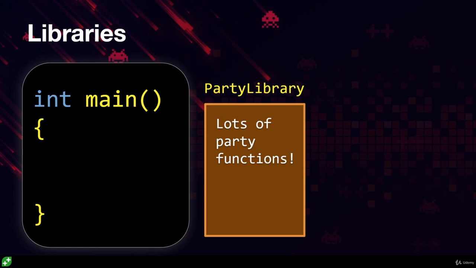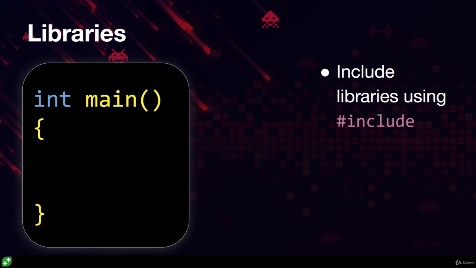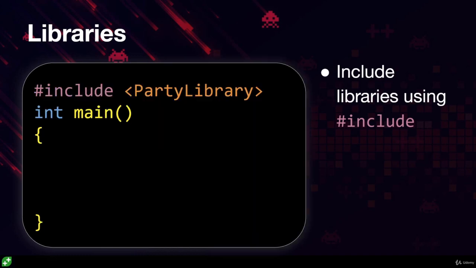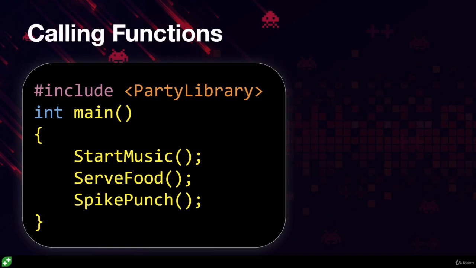We can include these libraries into our source code with the include directive. Here's how it works. We simply put the include directive at the top of our source file, followed by the name of the library we want to include in angle brackets. Once included, we now have access to all these cool functions that exist in the library. Pretty cool, right?